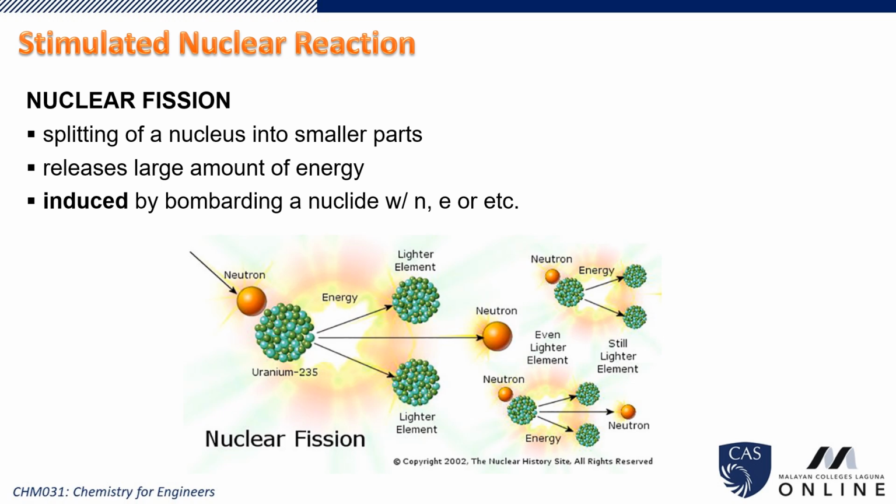Now, there are two types of nuclear reactions. The first one is nuclear fission, and in this case, a large nucleus splits into smaller nuclei. This process releases a large amount of energy and is typically initiated by neutron bombardment. And this type of nuclear reaction is the principle behind nuclear power plants.